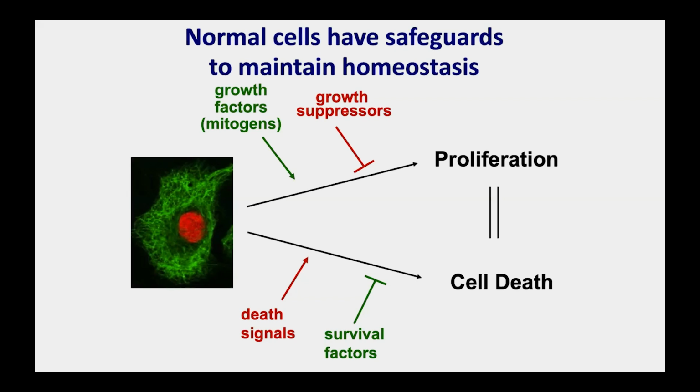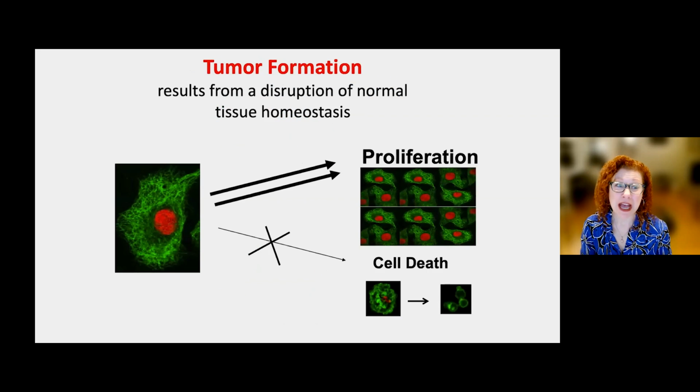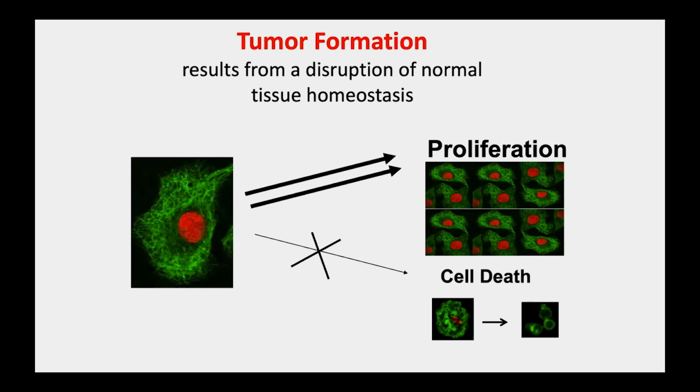So you can see there are all these safeguards and regulatory mechanisms that are very carefully balanced to make sure that our cells divide only when they should divide, and that we have a careful balance to maintain the exact appropriate number of cells. Well, what happens when mutations disrupt these safeguards and we have too much cell proliferation? Then we have a tumor formation. So a tumor forms as a result of a disruption of normal tissue homeostasis. So we have too much cell proliferation and little or no cell death. The net result is too many cells.